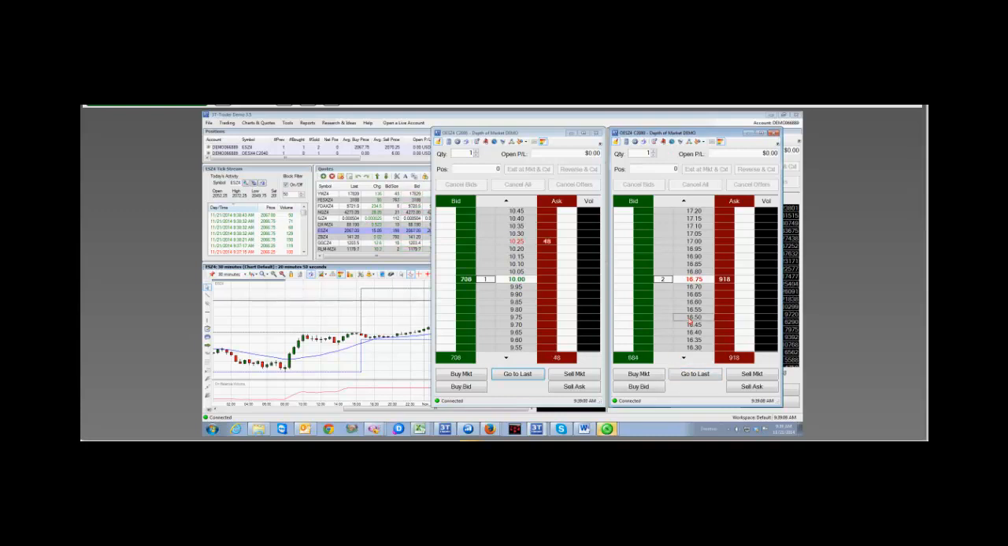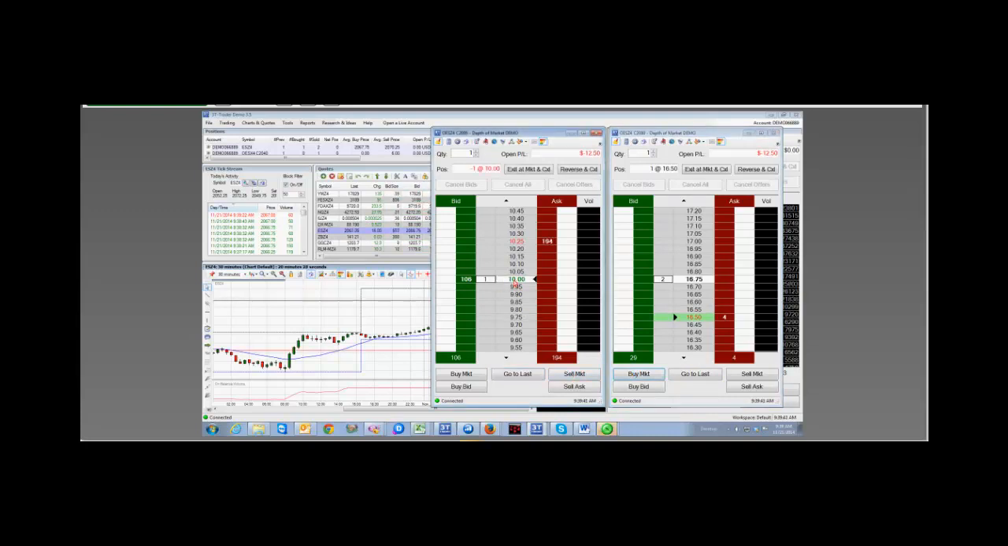Depending on what we do with this expensive leg, if we buy the expensive leg and sell the less expensive leg, the 2095s, we're going to be debited more than we're credited. So that would be a debit spread. Let's take a look. I'm just buying the market here, and I'm going to sell the market here, real quick like that.